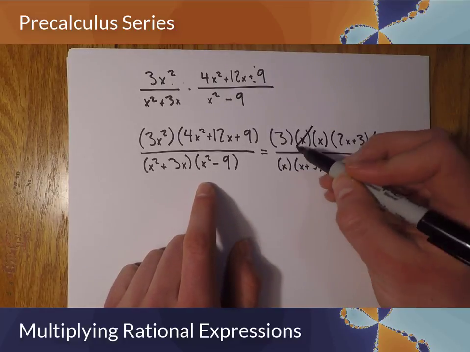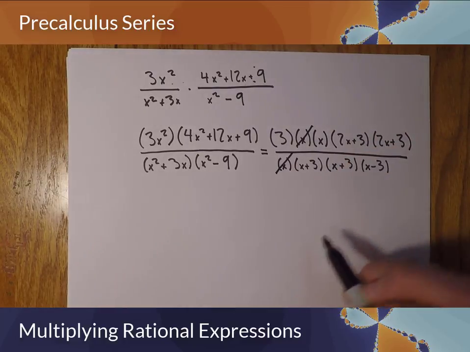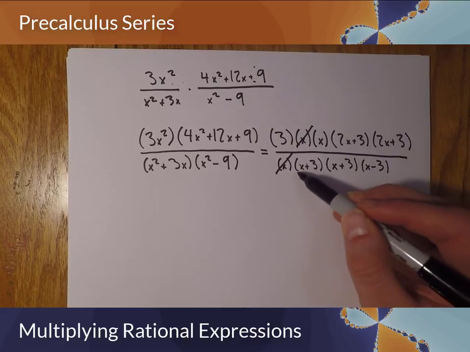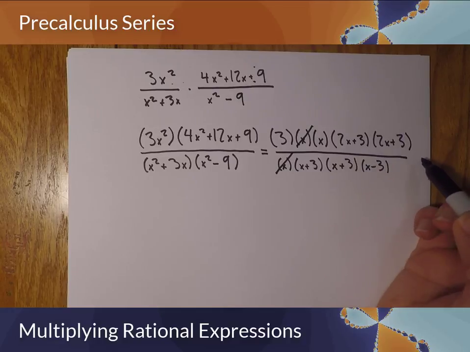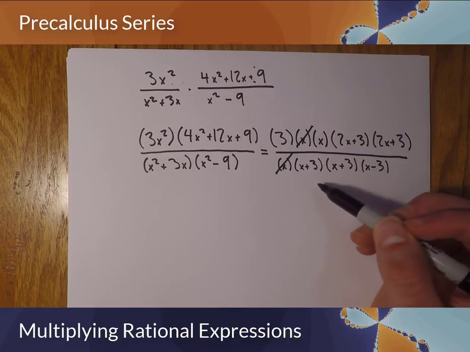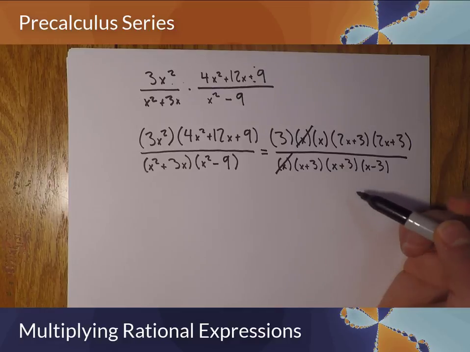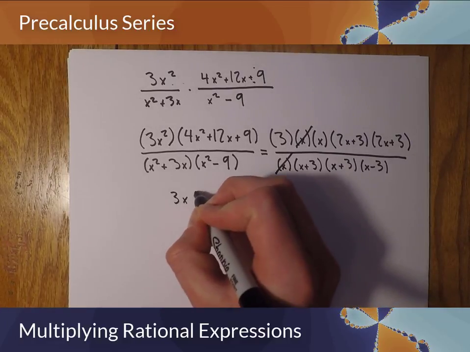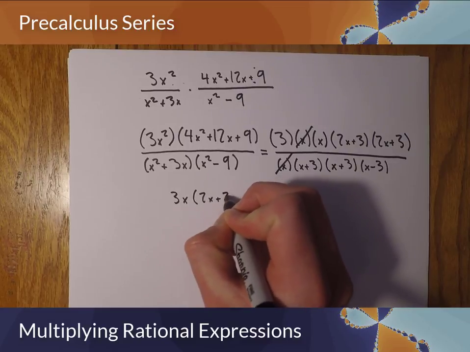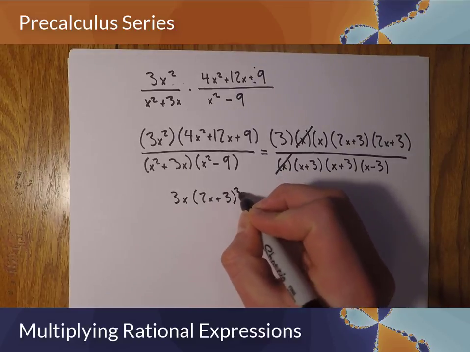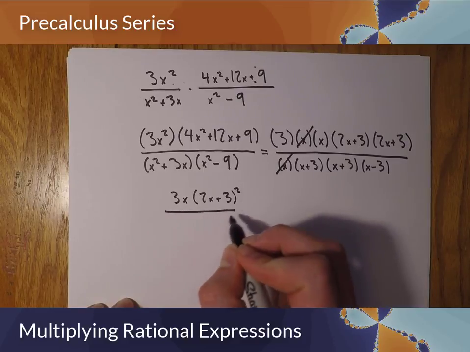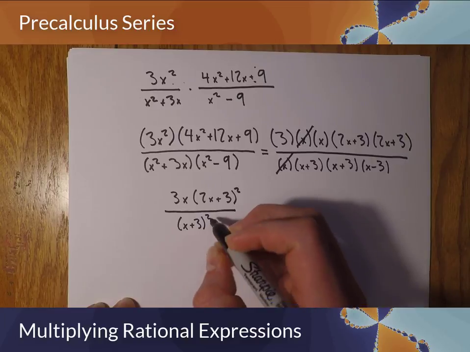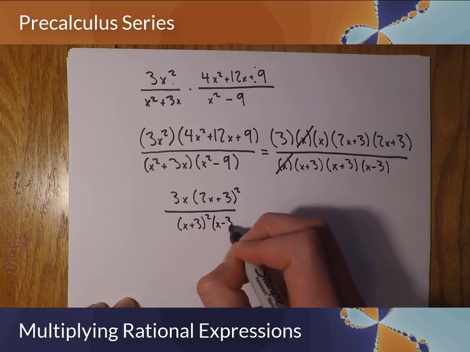So now we simplify what we can. And now you can't just take this part here. It has to be completely identical. So this 2x plus 3 times 2x plus 3. You can't cancel out these x plus 3's with this x plus 3. So what we're left with is 3x times (2x plus 3) squared over (x plus 3) squared times (x minus 3).